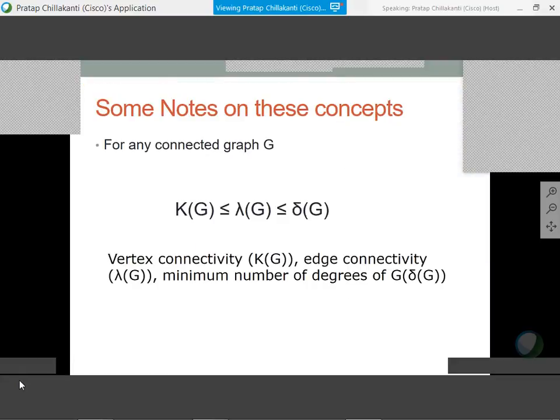There's a big equation that brings all of them together. For any connected graph G, Kg, that is the vertex connectivity, is less than or equal to the edge connectivity of whatever that symbol is. I don't know what that symbol is called, by the way. I hope you are not asked questions related to this in your internal exam. If they do, then good luck to you.